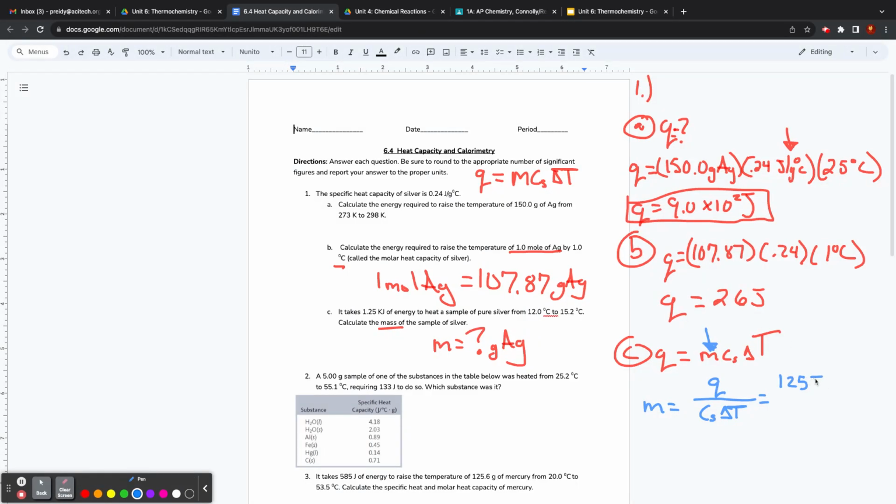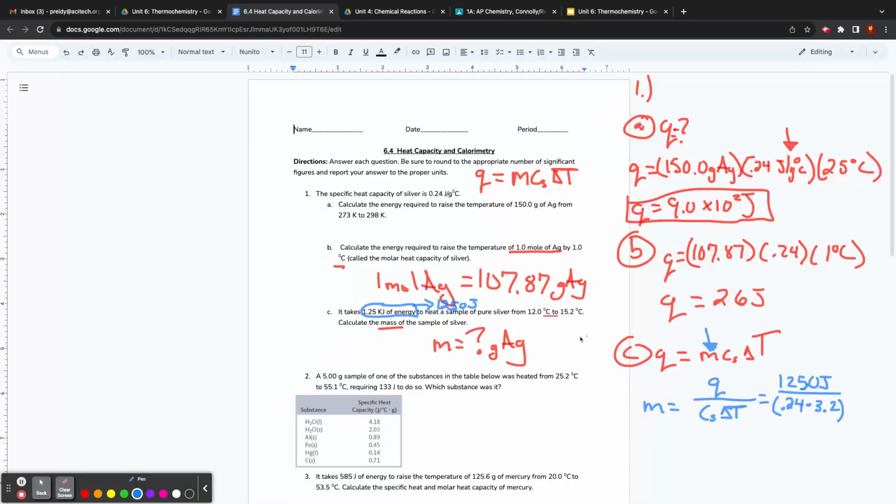Notice that I made a mistake there. It should be 1,250 joules. All I did was take my 1.25 kilojoules of energy and convert it into joules. That's where I got the 1,250 joules from.